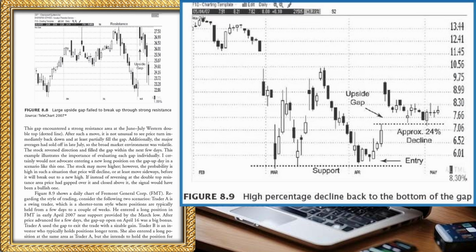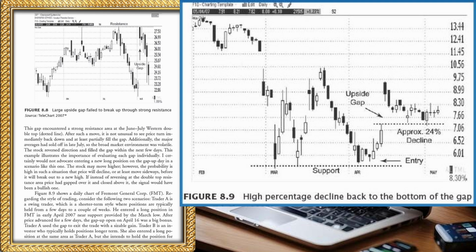Figure 8.9 shows a daily chart of Fremont General Corp., FMT. Regarding the style of trading, consider the following two scenarios. Trader A is a swing trader, which is a shorter-term style where positions are typically held from a few days to a couple of weeks. He entered a long position in FMT in early April 2007, near support provided by the March low. After price advanced for a few days, the gap-up open on April 16th was a big bonus. Trader A used the gap to exit the trade with a sizable gain.